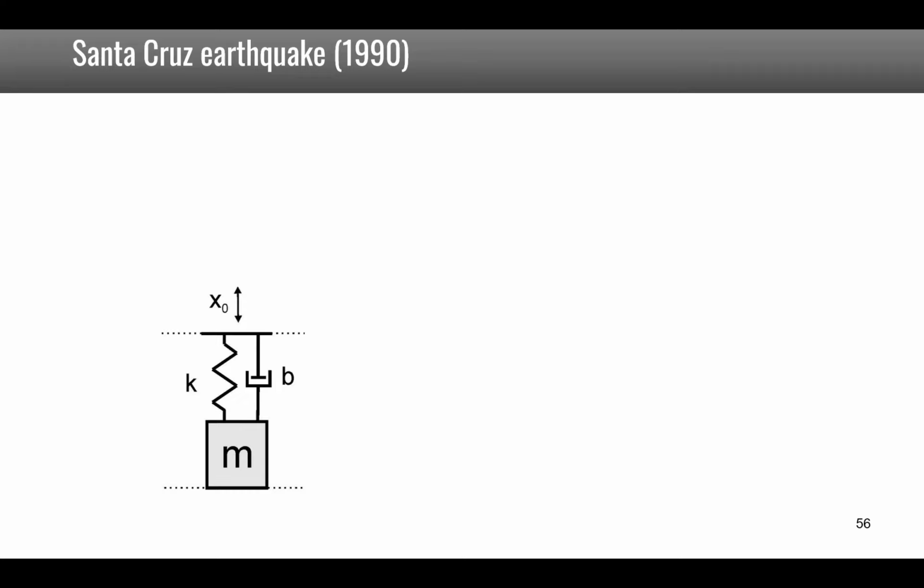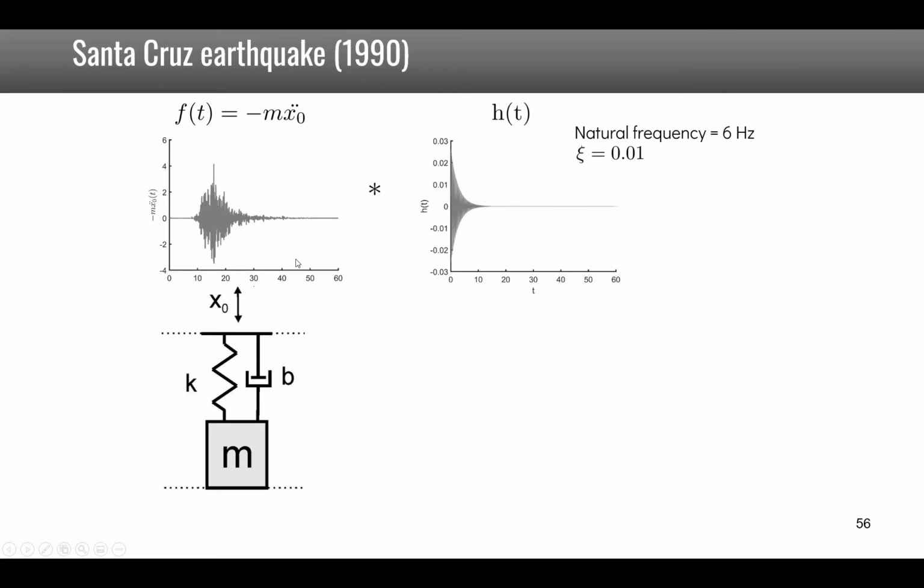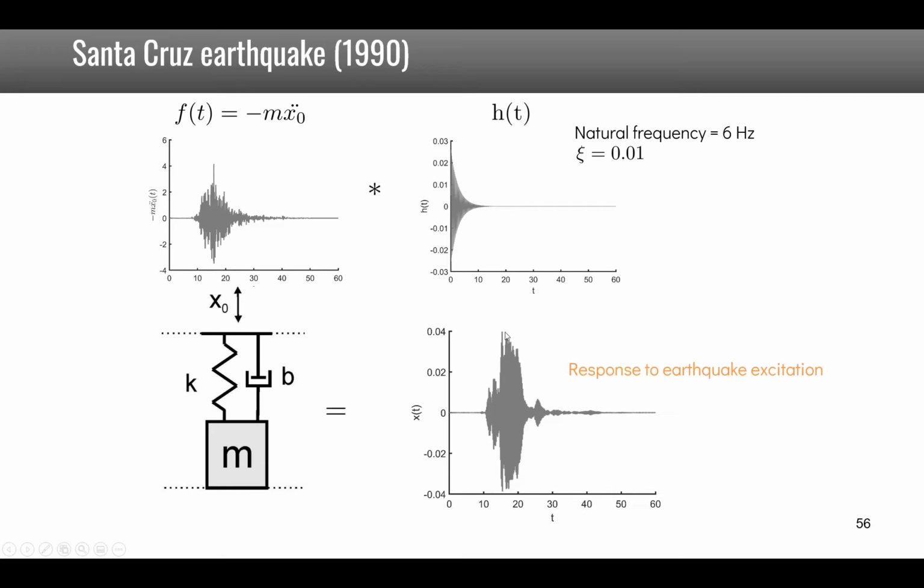Let's look at an example. This is the recording of acceleration multiplied by mass for the Santa Cruz earthquake in 1990. We are going to convolve that with the impulse response of a system that has now a natural frequency of 6 Hz and a damping of 1%. This is the result. So this really gives you the relative motion between the ground and the mass as a function of time when the earthquake hits the system.